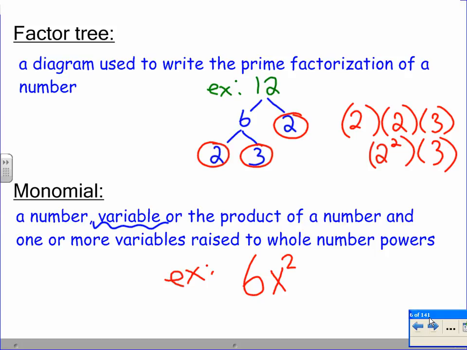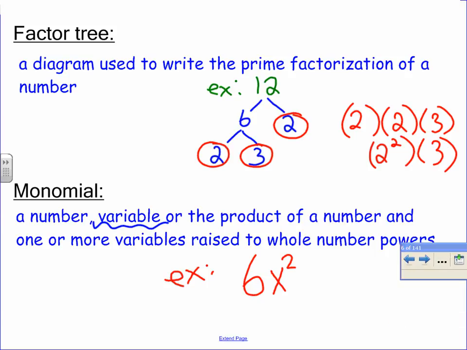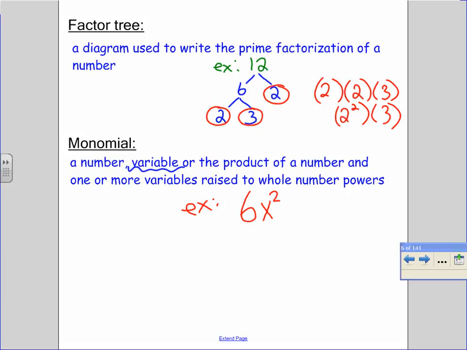So I'll explain how to do a prime factorization tree with this. A monomial is a number, a variable, or the product of a number and one or more variables raised to whole number powers. So when you guys are done writing that, go ahead and put the example as 6x squared. This intro lesson is not that bad.